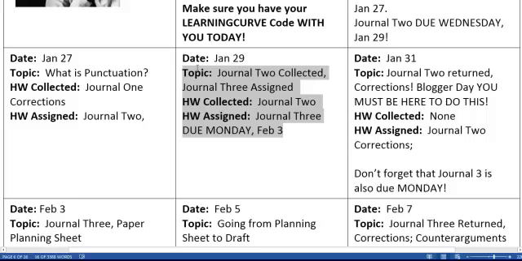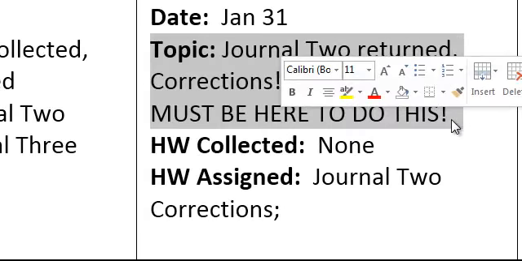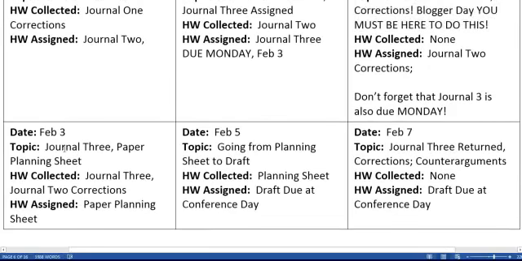I collect Journal 2 on the Wednesday. They get Journal 2 back, and again, they do corrections because, again, I'm trying to front end a lot of this instruction so that they understand expectations, they understand what a really solid paragraph looks like, and they understand kind of what their own quirks are in their writing.